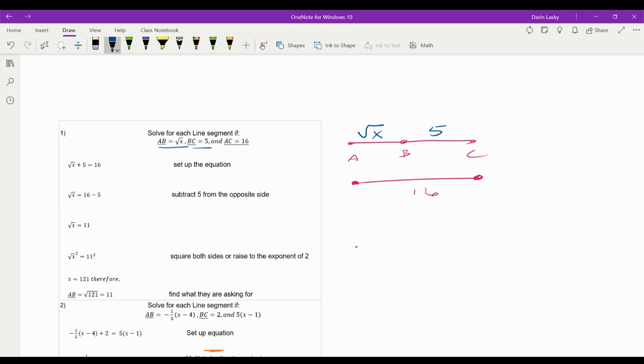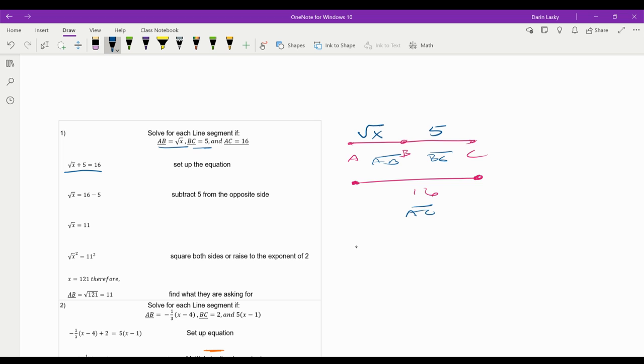Not sure why the lines are underneath, guys. It wasn't supposed to be that way, but oh well, we'll deal with it. They should be over the top. So it should be AB and BC and AC. So we know that AB plus BC is equal to 16, so we create our equation right here.